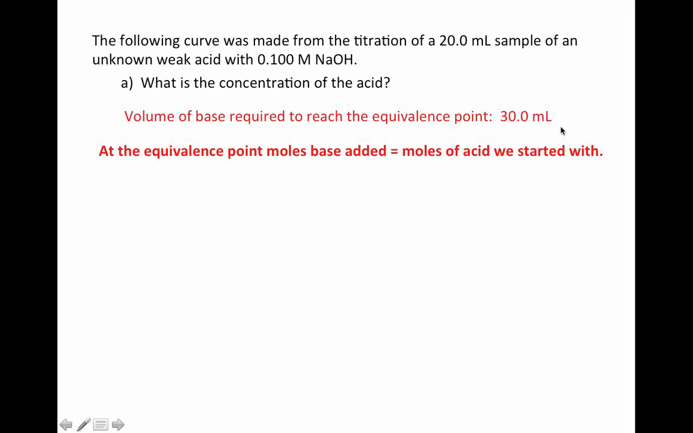So we know it took us 30 milliliters to get to the equivalence point, and we know that at the equivalence point, the moles of base added is equal to the moles of acid that we started with. And because I know the volume of the acid, if I can find the moles, then I can just use the molarity equation to get the concentration. So we'll start with the base. To find the moles of base, we'll use the molarity equation, and we're looking for moles, so we'll rearrange that a little bit. If I multiply the concentration times the volume, I should be able to find the moles of base that I had to add to get to the equivalence point.